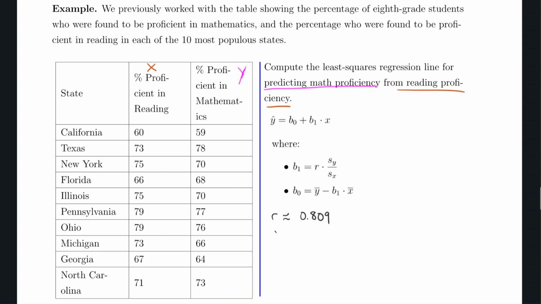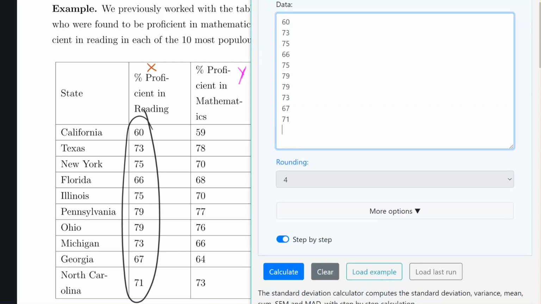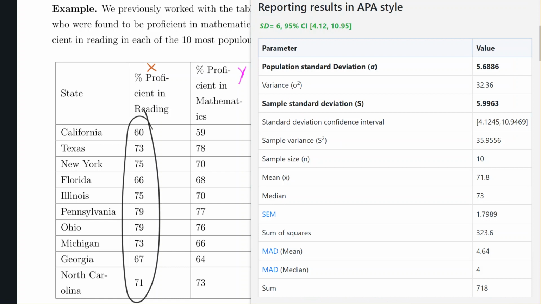So as I try to find the standard deviation of the x values, I'm just going to type in the data values that are associated with proficiency in reading. And I really need to make sure I don't type in any errors here, so I'm going to verify 60, 73, 75, 66, 75, 79, 79 again, 73, 67, 71. Once you've double checked that you've typed it in correctly, we will press calculate. And then this calculator gives you a lot of values.